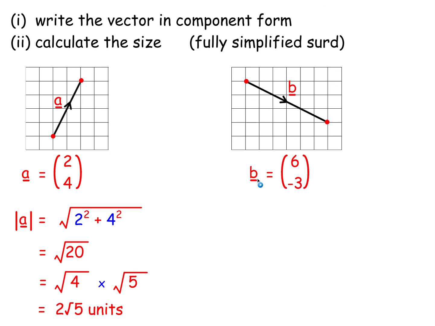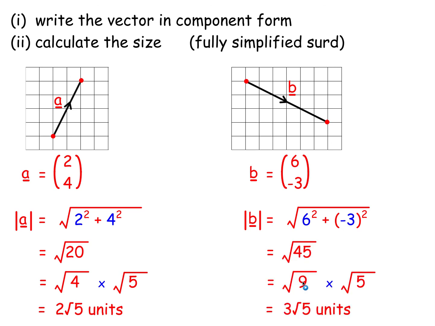To get its magnitude, square the components, add and take the square root. So that's 6 squared plus negative 3 squared, and then square root it. That's 36 and positive 9. That gives you root 45. That's root 9 times root 5, which is 3 root 5. So that line has a length 3 root 5 units. So a vector, write it in component form, and you can get its magnitude quite easily.